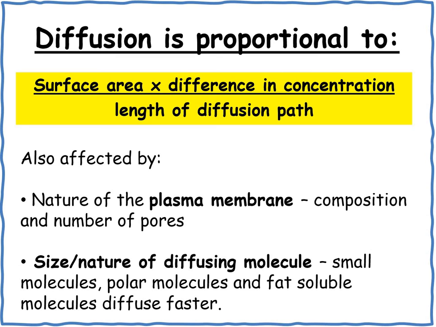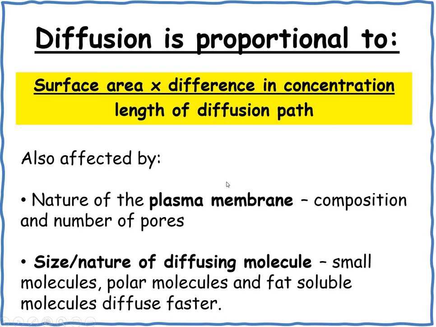So this is known as Fick's law, and diffusion is proportional to the surface area times the difference in concentration divided by the length of diffusion pathway. So for fast diffusion, you're going to want a large surface area, a large concentration gradient, and a short diffusion pathway.